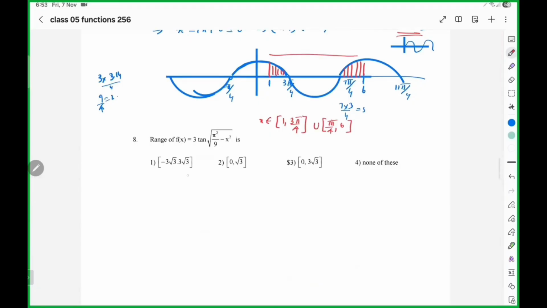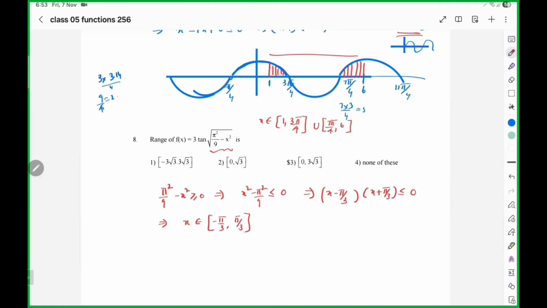Actually here, the tan function, to find the range of this, the first thing should be where this is defined. Pi square by 9 minus x square. Once you multiply by minus, the inequality changes. You get x square minus pi square by 9, that must be less than or equal to 0. So x should lie between minus pi by 3 and pi by 3.